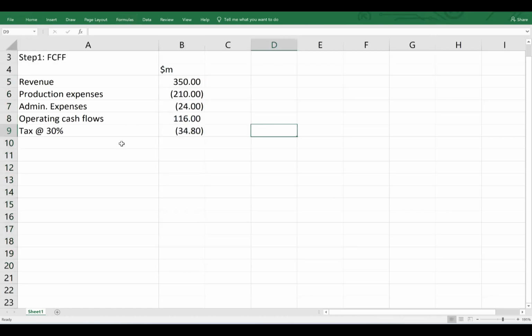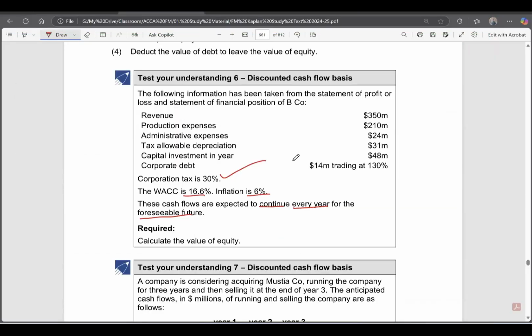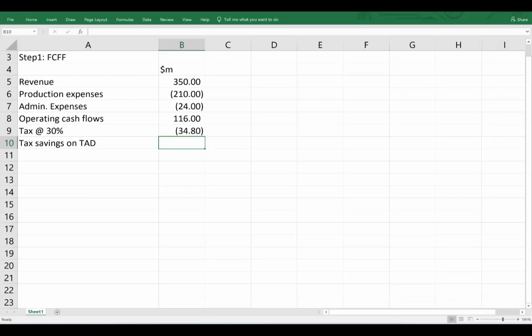Now you can add back the tax savings on tax allowable depreciation. I can add it here. Simple, just like we did before. So we have capital allowances that we can claim every year. He mentioned is 31 million into 30% tax rate. So it's an inflow, 31 million into 30%. This is my tax savings, 9.30.